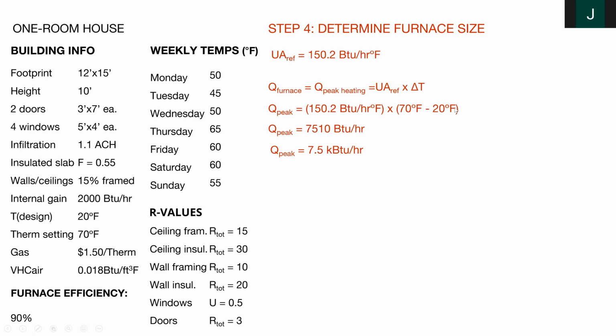So we're using 20 degrees Fahrenheit as the design temperature for calculating our peak heating requirements. Plugging in our handy UA ref at 150.2 BTU per hour per degree Fahrenheit, multiplying that by the difference between the indoor temperature that we want and that really cold 20 degrees Fahrenheit outside, we can calculate our Q peak as being 7.5 kBTU per hour. And that should be a Q dot because it's per hour.